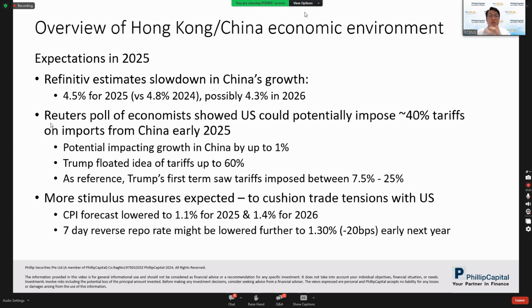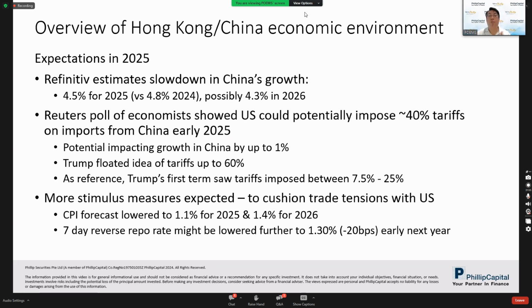So the Reuters poll of economists shows that the US might potentially impose around 40% tariff on imports from China from early 2025. Of course, there is talk that Trump might push the tariff up to 60%. But in general, most people assume Trump might not go directly to 60% at the onset, but maybe start around 30 to 40% as a rollout of the tariff, potentially. And this tariff itself might potentially impact growth in China by up to 1%.